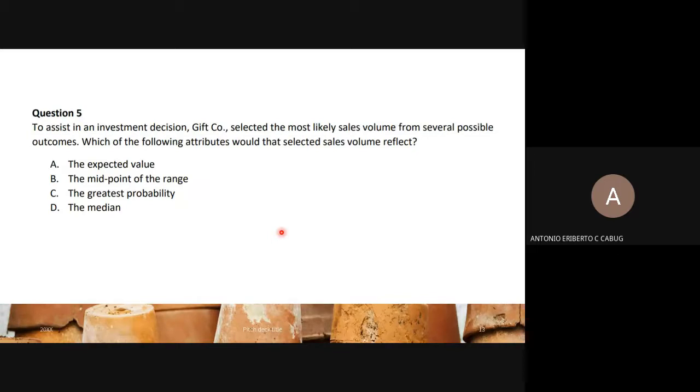Okay, everyone, please enter your answers. Anong sagot ninyo? Okay, mag-ingat kayo.